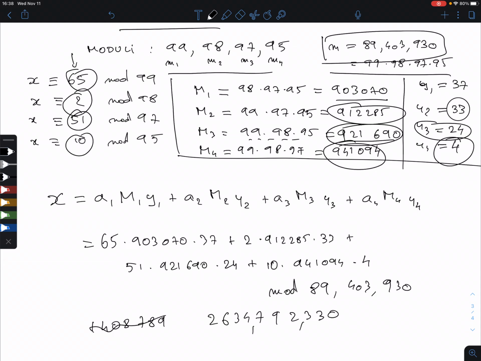So let's try to read this number a little bit. So it's 2 billion, etc. Now we have to take this modulo this number, which is actually smaller, right? So let's divide this now by 89,403,930. That is 29 times. So it's 29 times, let's call this number m, right? I don't want to write down the whole number.